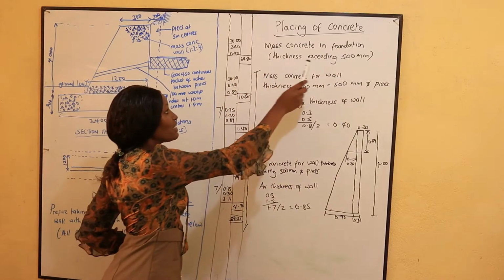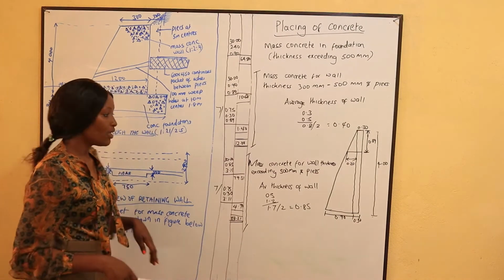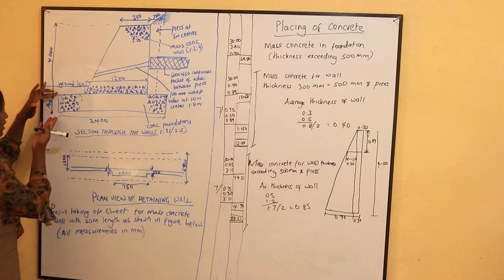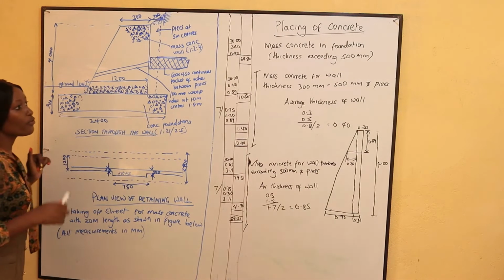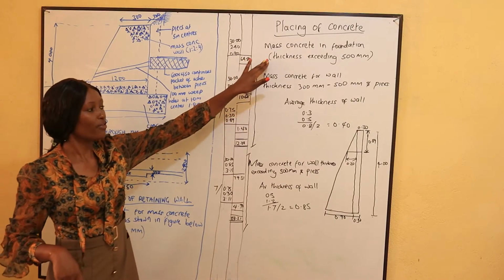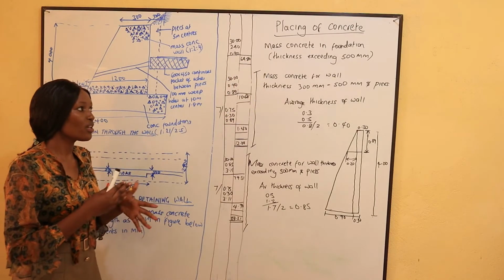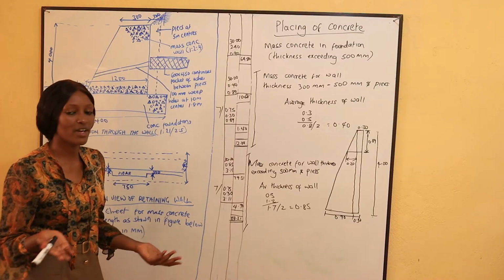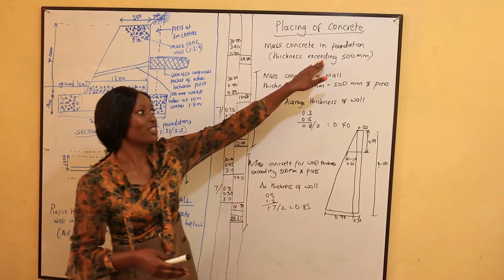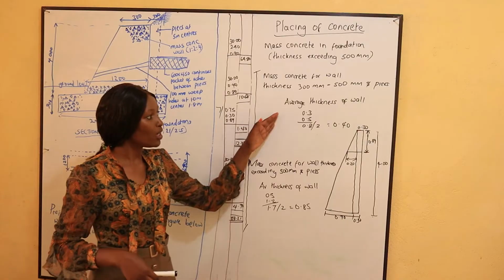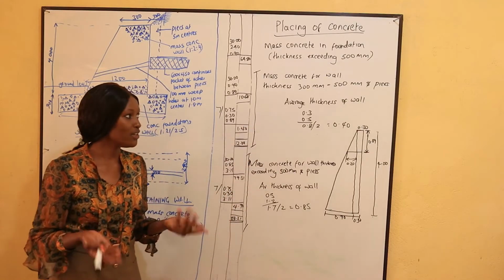The thickness is exceeding 500 mm. Okay, you can see that this one is 900. Now for the wall, for the concrete, for the foundation, we just do the one which is exceeding 500 mm. We shall just state that it exceeds 500 mm. But for the wall here, it's where we have to show the difference.